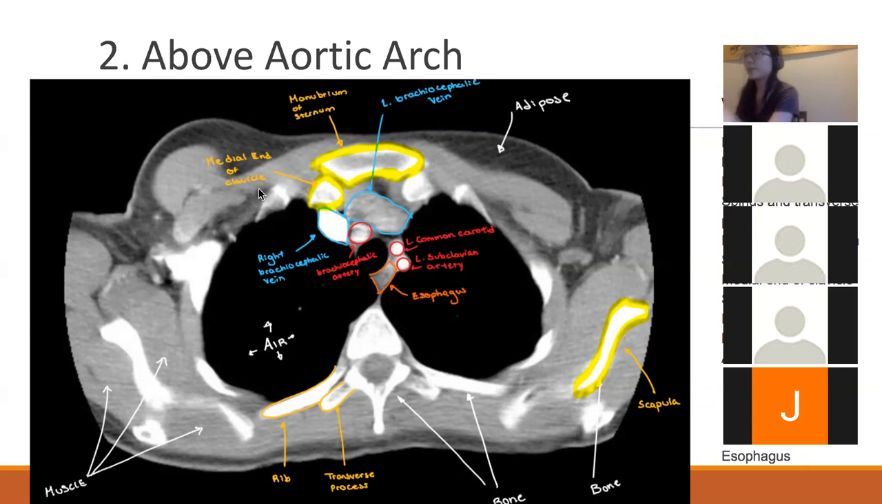All right, so that is the level above the aortic arch. And we want to identify that based upon the fact that we have the sternum here and we have the very end of the clavicle. Additionally, I think these three vessels are really easy to identify.